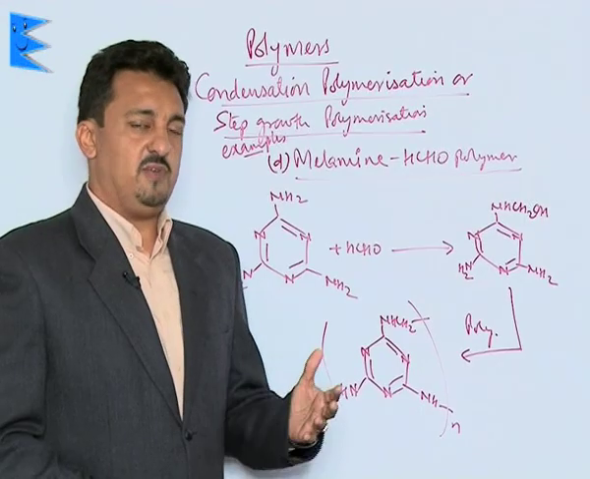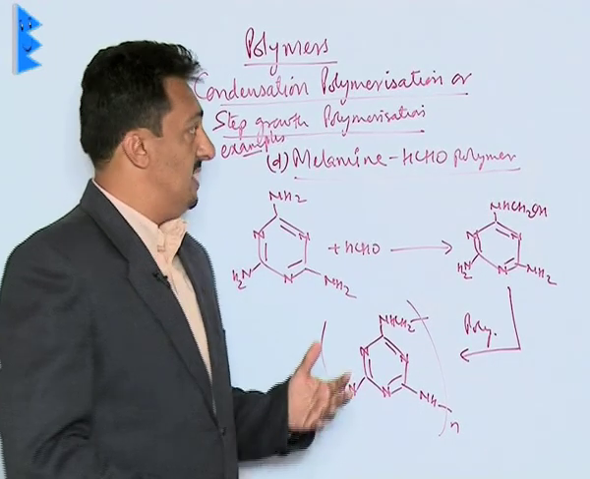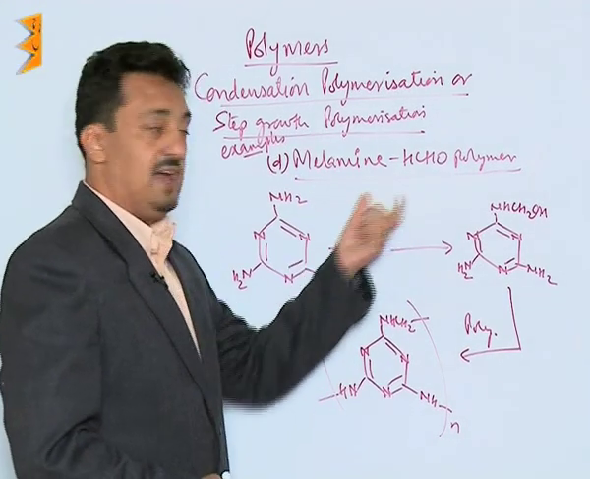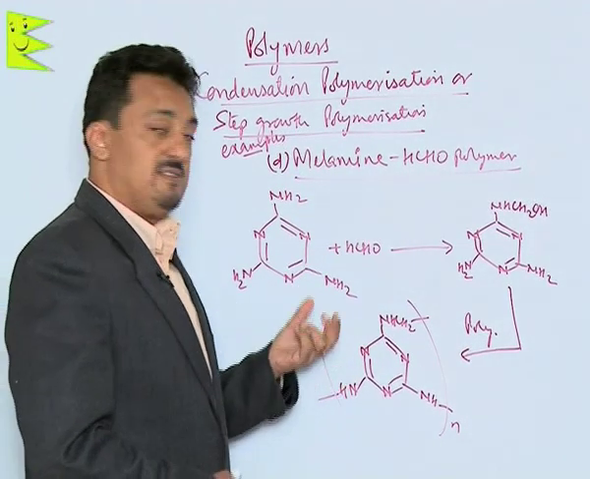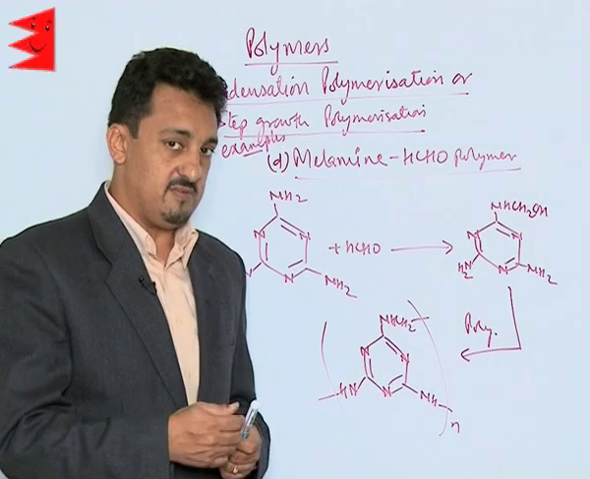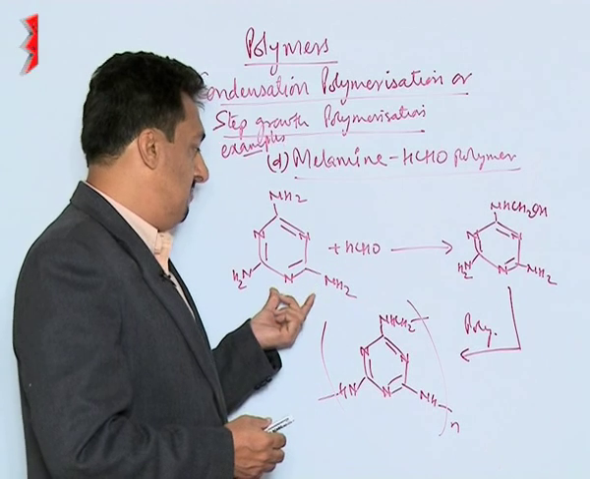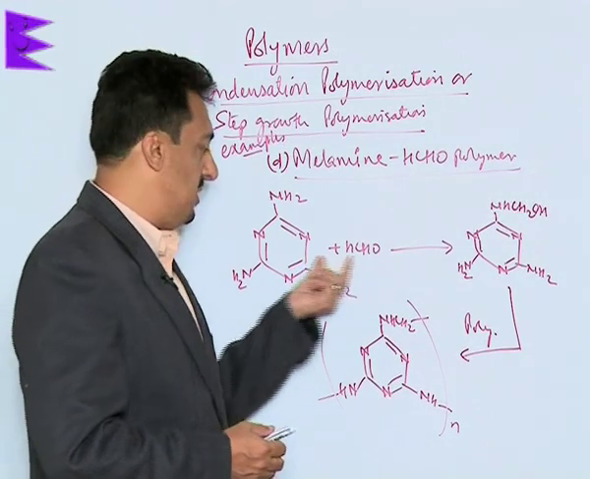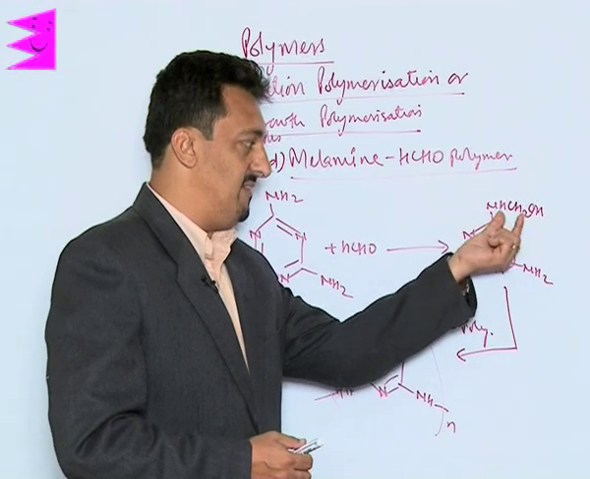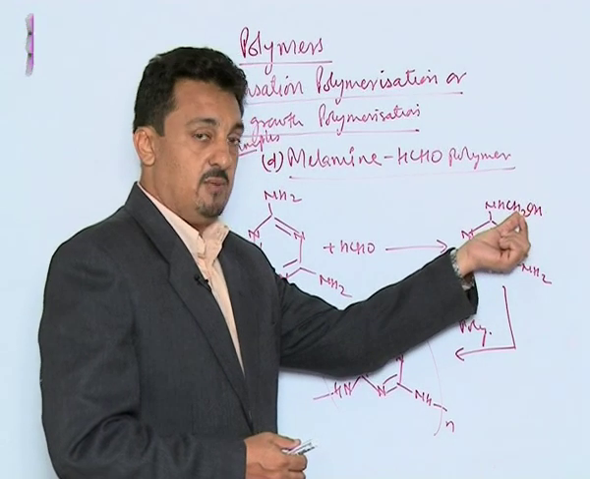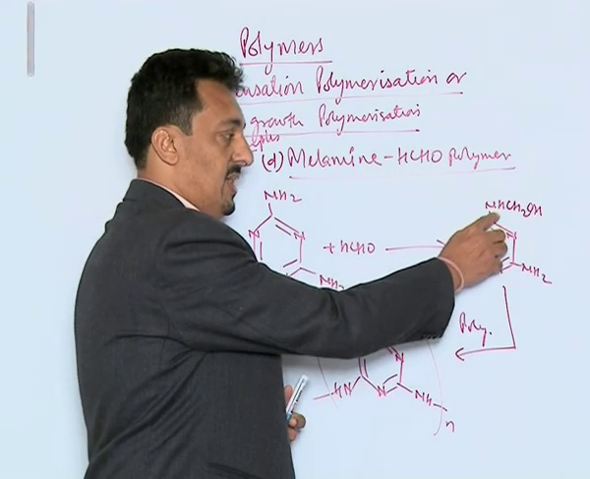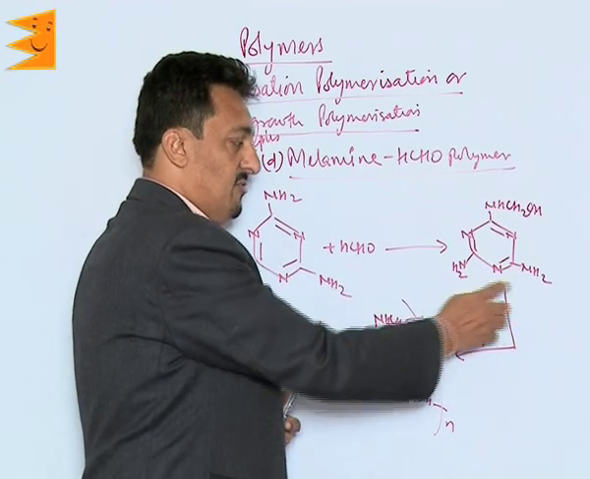The other example of a copolymer and condensation polymer is the melamine formaldehyde polymer. It's the same polymer which is used in making unbreakable crockery. It is made up of a melamine molecule and formaldehyde. When both of these combine, a monomer is formed which has a CH2OH group linked to the NH2 group, which has now turned into an NH group. Now we have two more NH2 groups left.